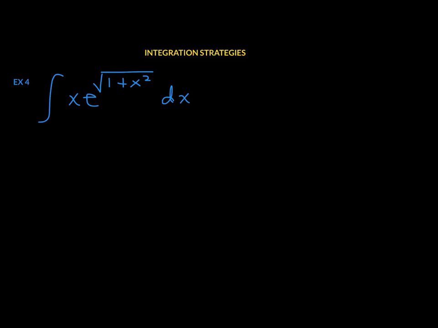Now this example is pretty cool. It is the indefinite integral of the product of x and e to the power of the square root of 1 plus x squared dx. Now here, because of this form, 1 plus x squared, well, the square root of 1 plus x squared, immediately my mind goes to a trig substitution.